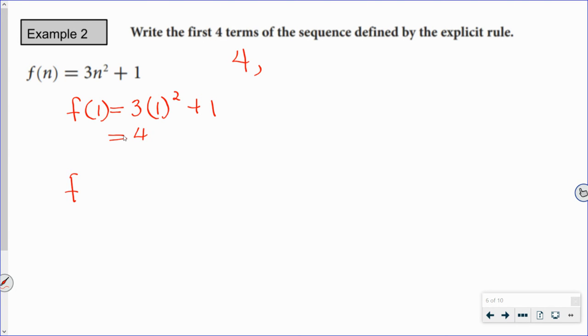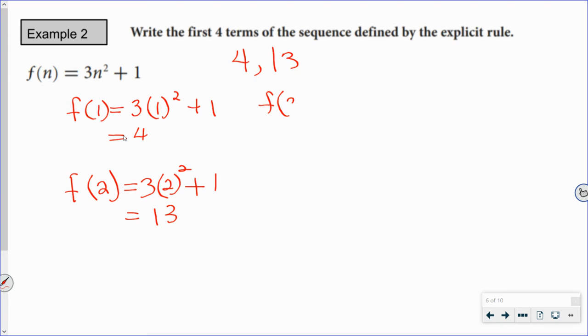Does somebody want to help me with the second one? 13. Let's see, she's right. So it's 3 times 2 squared, okay? So then plus 1. So 2 squared is 4 times 3 is 12 plus 1, 13. Perfect.